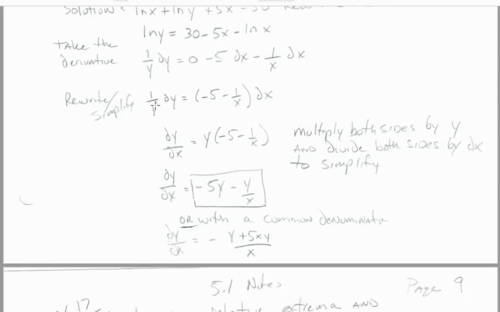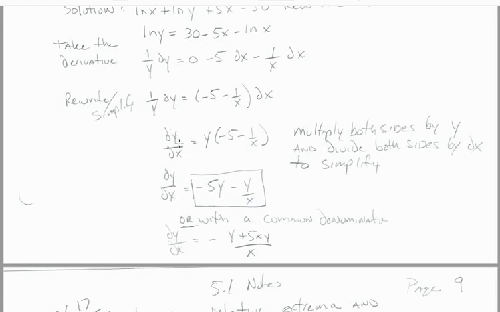So we have 1 over y dy equals, I've factored the dx term out of both of these, negative 5 minus 1 over x, quantity, times dx. So what's going to happen is I'm going to divide both sides by dx. That'll get me dy/dx, and I'm going to multiply both sides by y at the same time so that my y goes away on the left hand side. So I'm only left in terms of dy/dx.